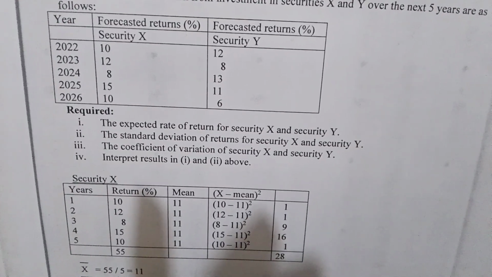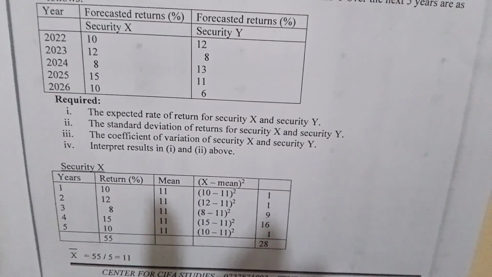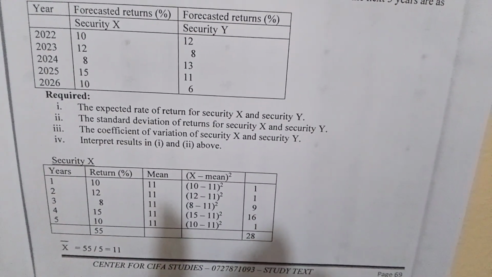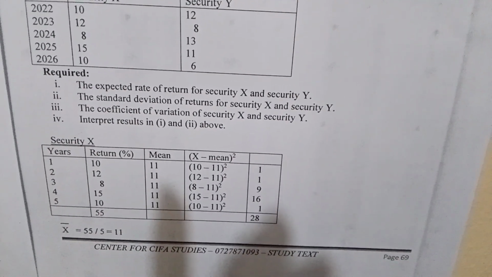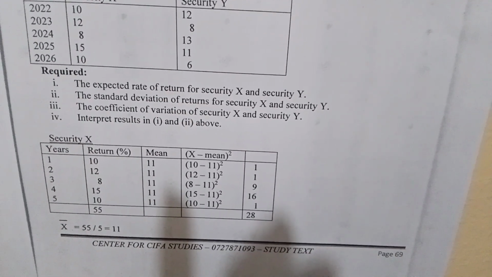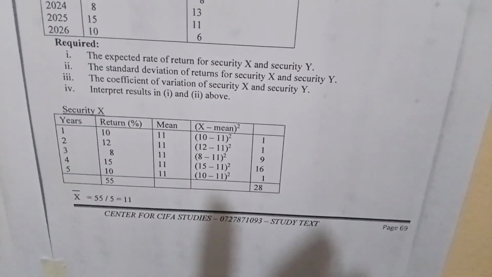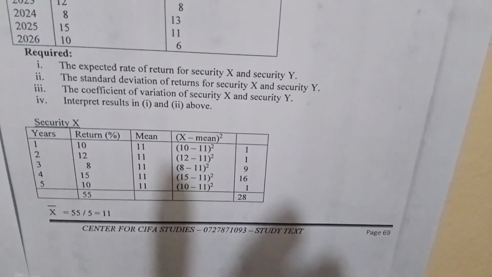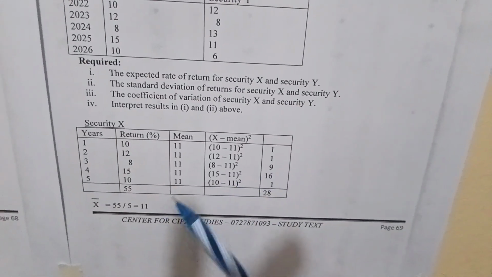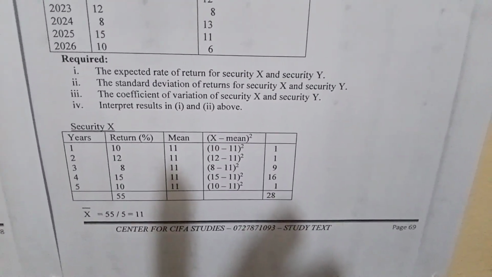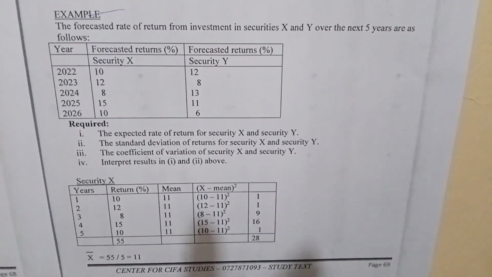Number 2, the standard deviation of returns for security X and security Y. Number 3, the coefficient of variation of security X and security Y. Number 4, interpret results in security 1 and security 2 above. So we did some solution here, but I will not show you page 70. Can you work out that? You can do that as your assignment.